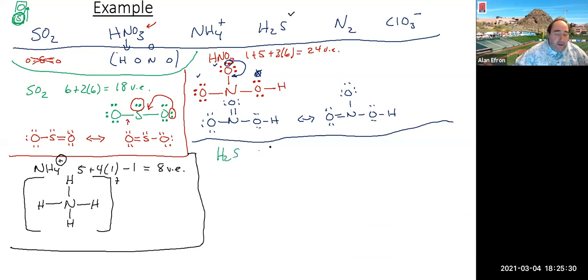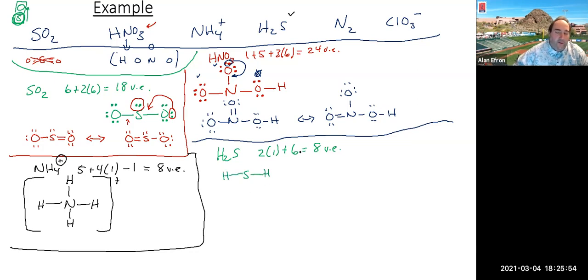Again, 2 hydrogens each at 1. Sulfur group 6, and that is 8 valence electrons. Same sort of reasoning as previous there. We cannot put the hydrogen in the middle, so obviously sulfur's got to find itself in the middle. We're going to put a hydrogen on each side. We're going to do 1 bond and 1 bond.